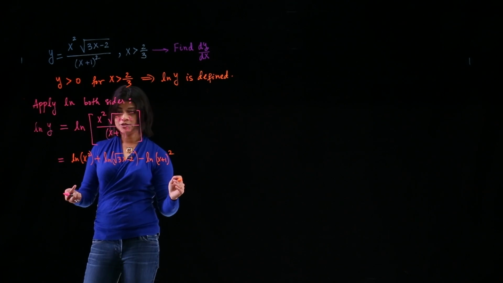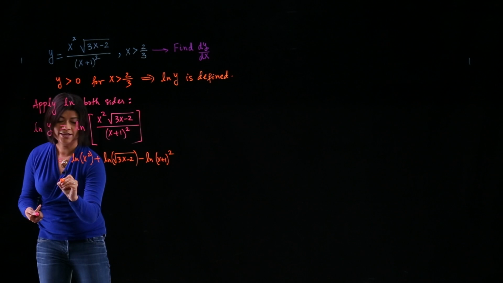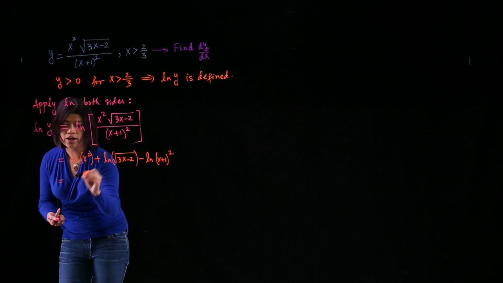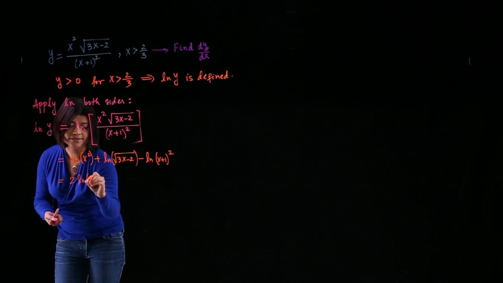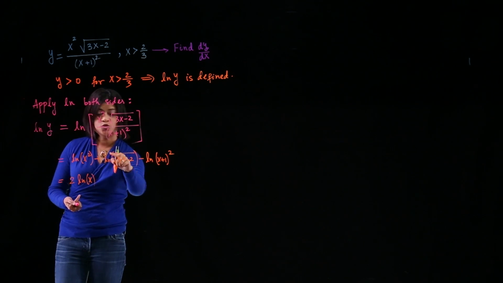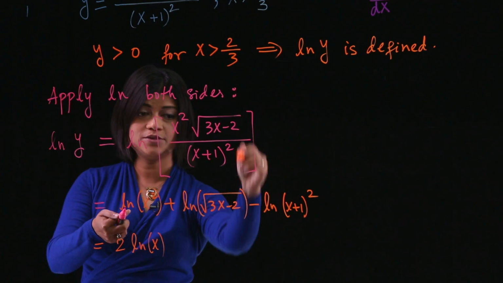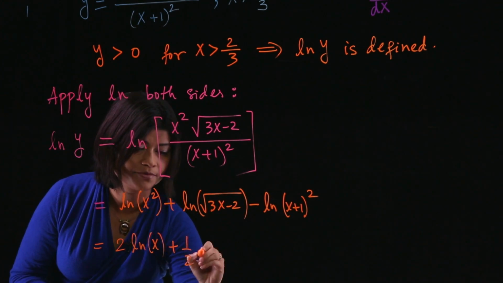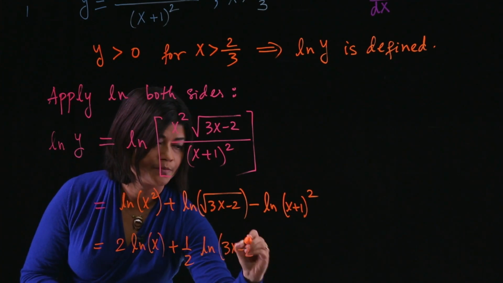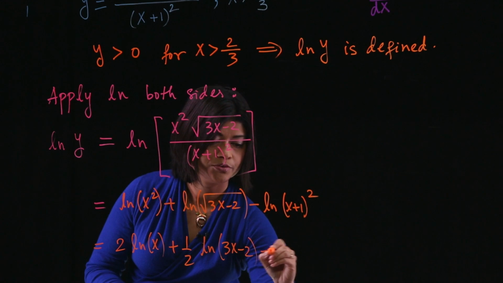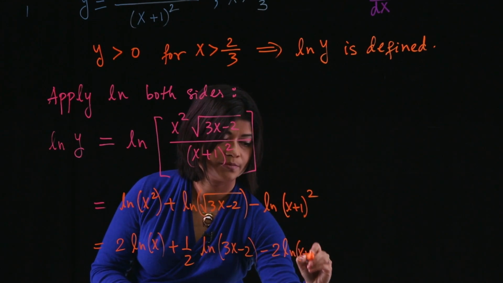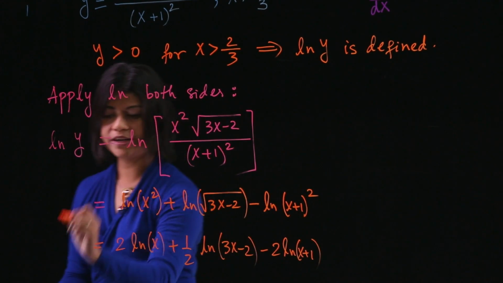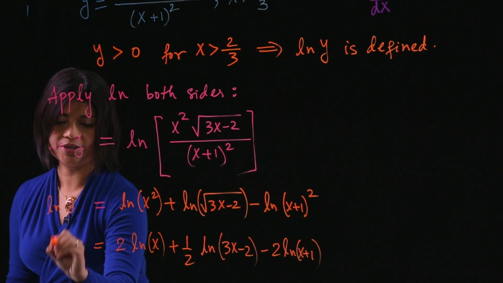Okay, is that it? Notice that we can go one more step. Natural log has the property that it brings down anything that's in the exponent. So natural log of x squared will become 2 natural log of x. For the second expression, the square root is actually an exponent of 1/2, so it's (3x minus 2) to the power 1/2. You bring down the 1/2 and you have natural log of 3x minus 2. And for the last one, you bring down the 2, you get 2 natural log of x plus 1. So this is the most simplified form right now. Don't forget, left hand side we still have natural log of y.